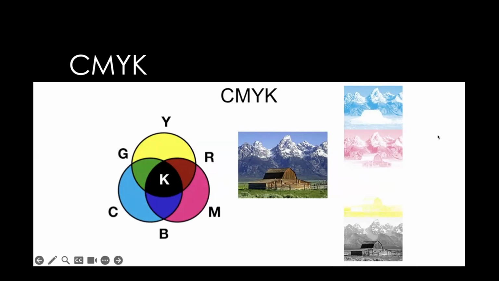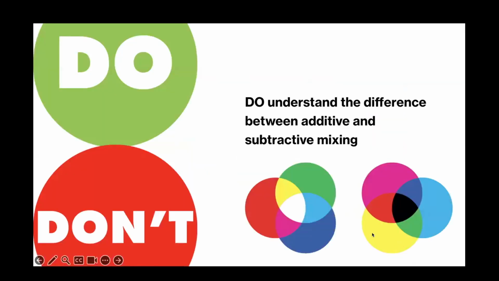And now here we have the plates. So these are not going to be in the blue on the actual metal plates, but this kind of represents what colors you've got that all go together to be a four color, full color print. So another do: do understand the difference between additive and subtractive mixing. And here is that again. This is the RGB. There's white in the center where all of them overlap. Here's CMY, and they left the K off of this one, but it's a real muddy, dark color in the center.